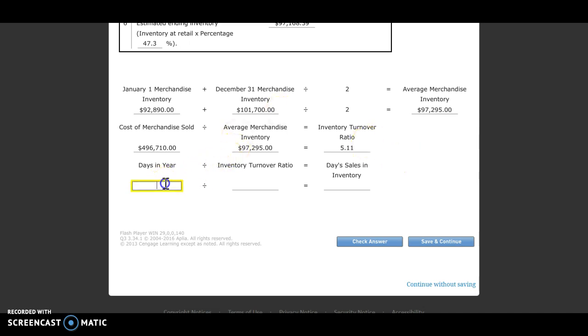Okay, then days in the year, we should know that. That's 365. I know that sometimes, like when we're figuring out interest, we use 360. But in this case, we're going to use the full days in the year, 365. We're going to divide that by the inventory turnover ratio that we just figured out, 5.11. So 365 divided by 5.11. It says round that to the nearest day. So we're not actually going to round up on that one. We're going to round down. So it'll just be 71 days.